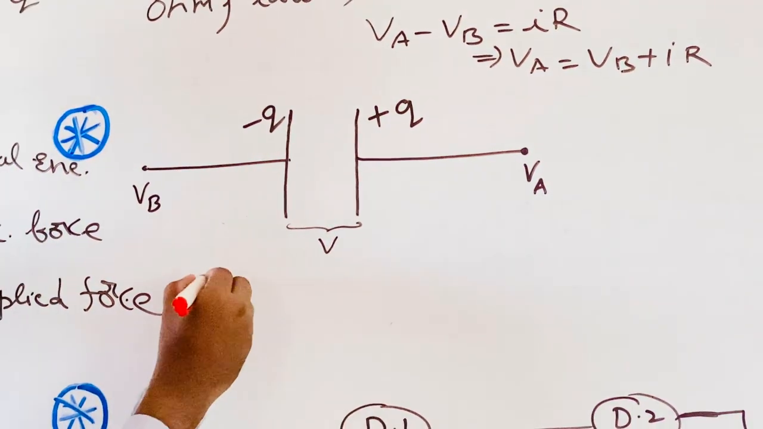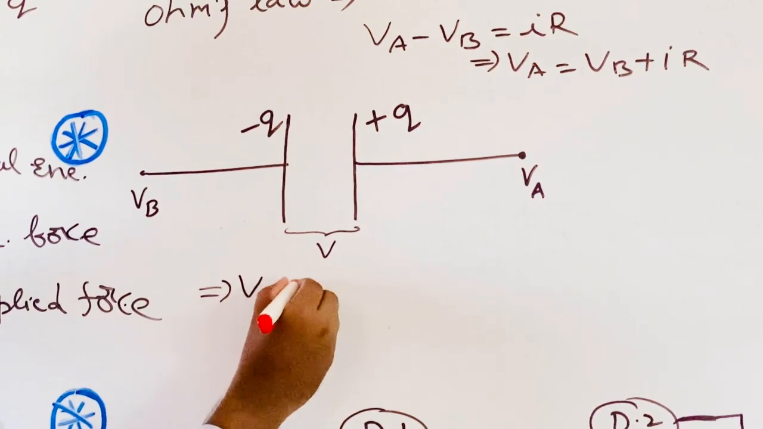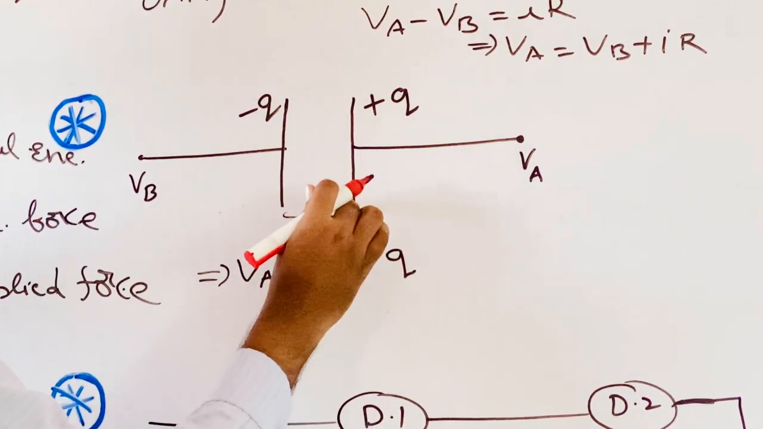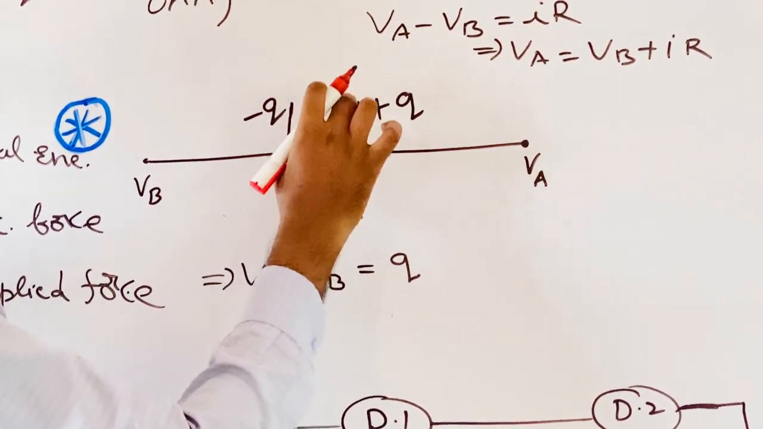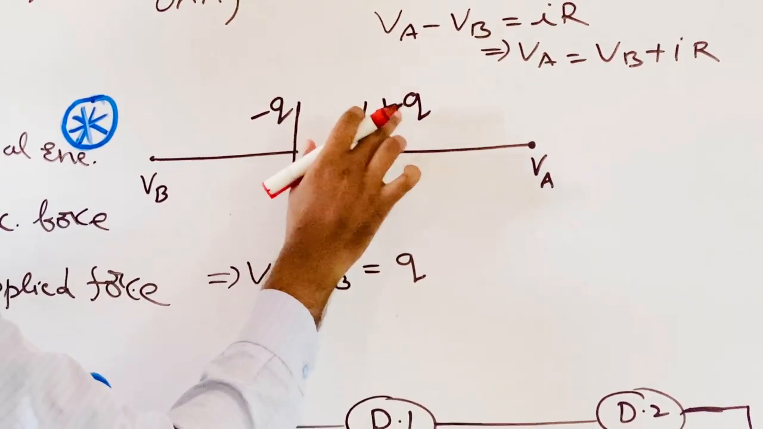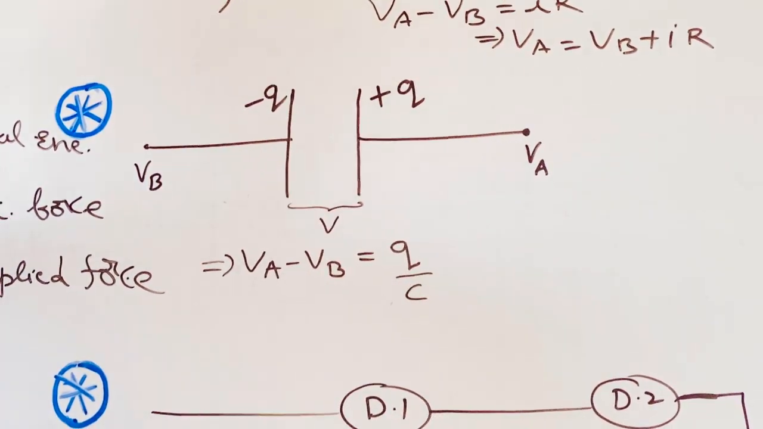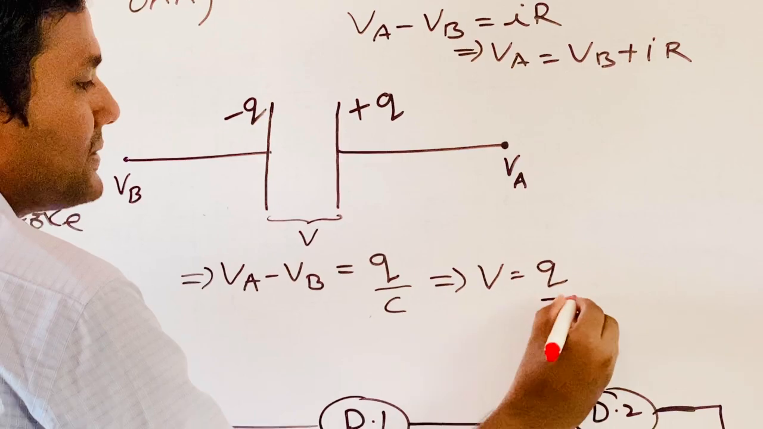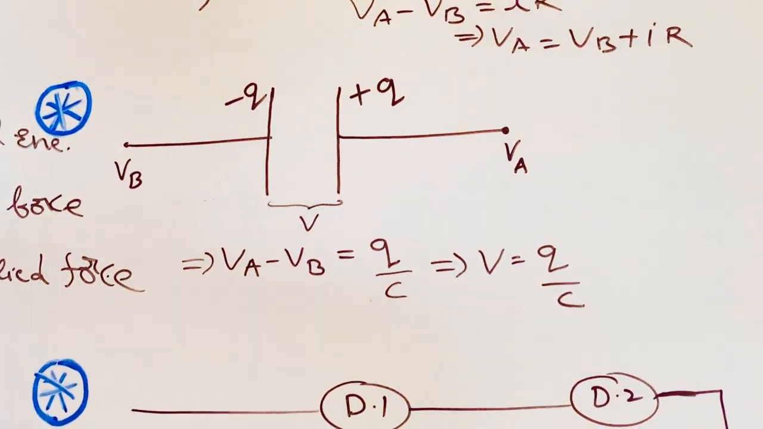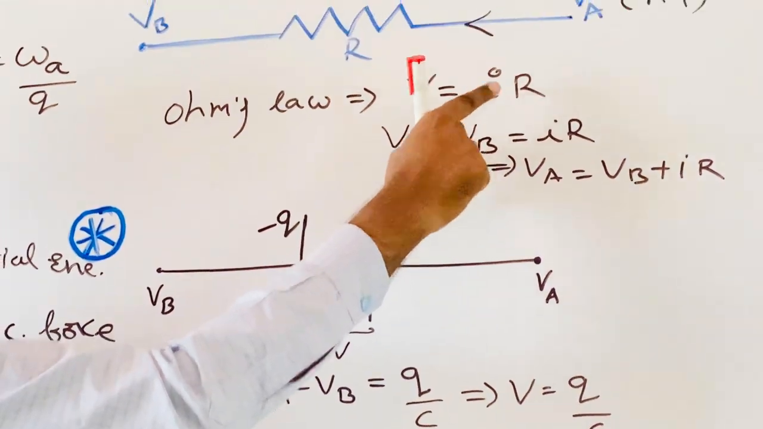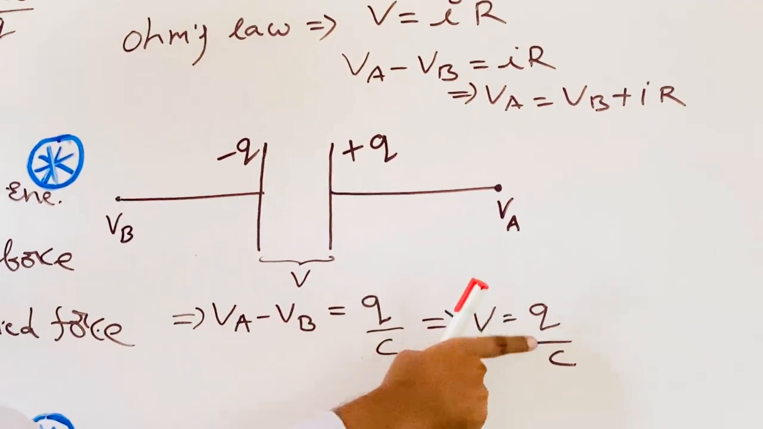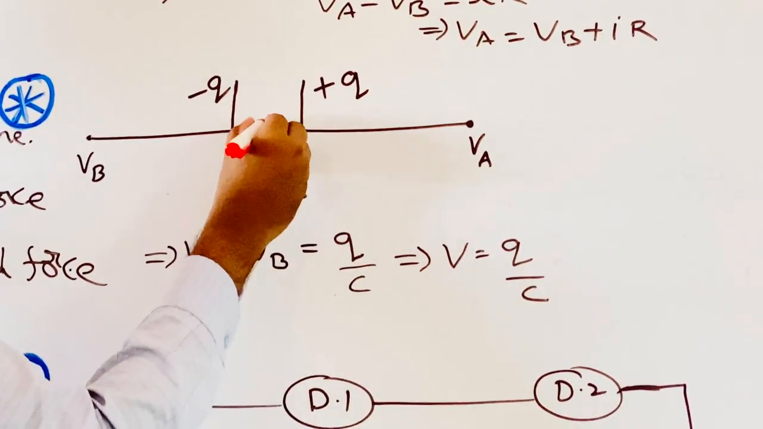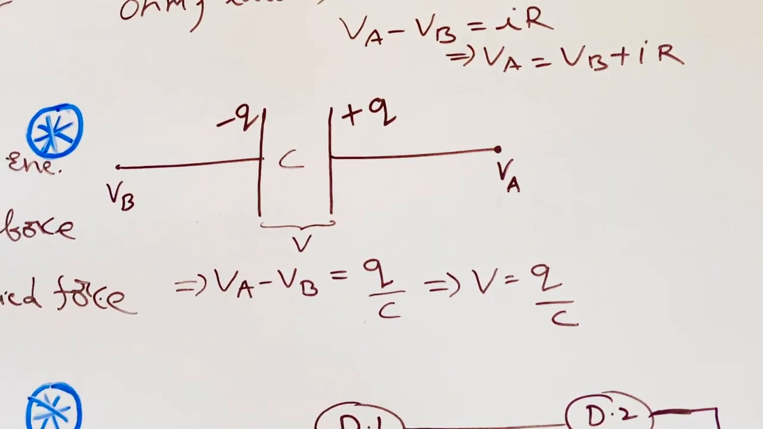So that's why here we can conclude VA minus VB is equal to the charge on the positive plate. This is the positive plate, right? That is lying at higher potential. The charge on the plate lying at higher potential is Q by C. This VA minus VB, simply we can write again as V is equal to Q by C. Okay. So the potential difference across the resistor is IR, and the potential difference across the plates of the capacitor is Q by C, where Q is the charge on the plate lying at higher potential, and C is the capacitance of the capacitor.